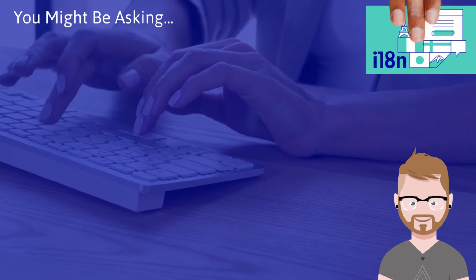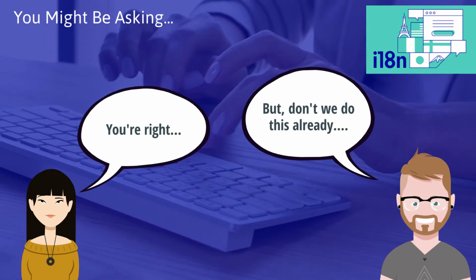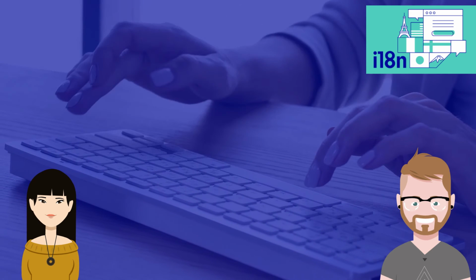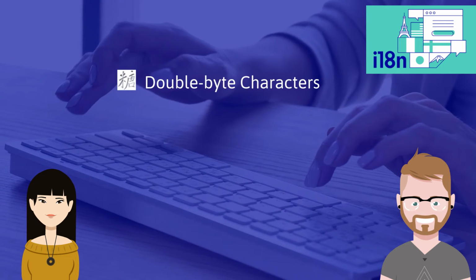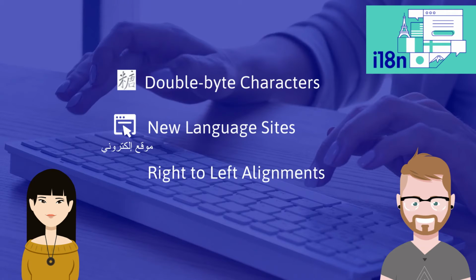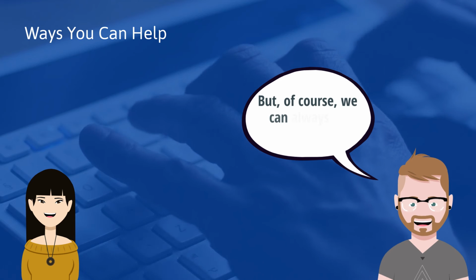So by now you may be asking yourself, but don't we do this already? And you'd be right. Your teams may well be involved in internationalization efforts, like improving our UX designs for languages with double byte characters. Or you might have contributed to the development of a new brand Expedia Arabic language site with right-to-left alignments. But of course, we can always be better.